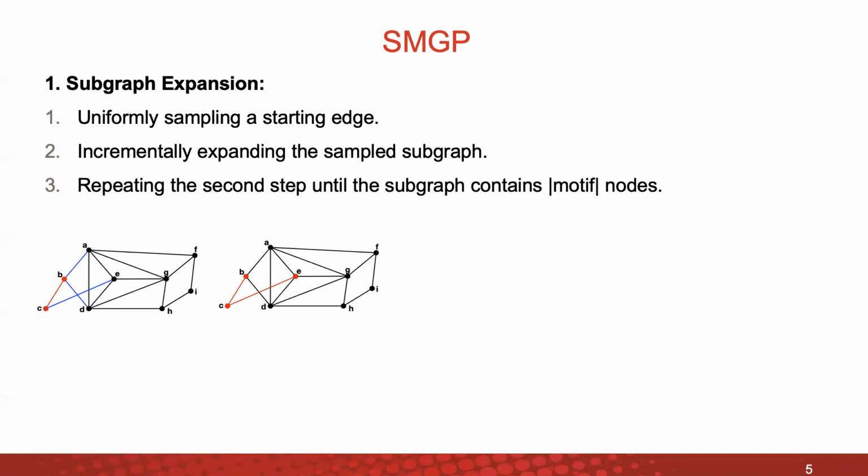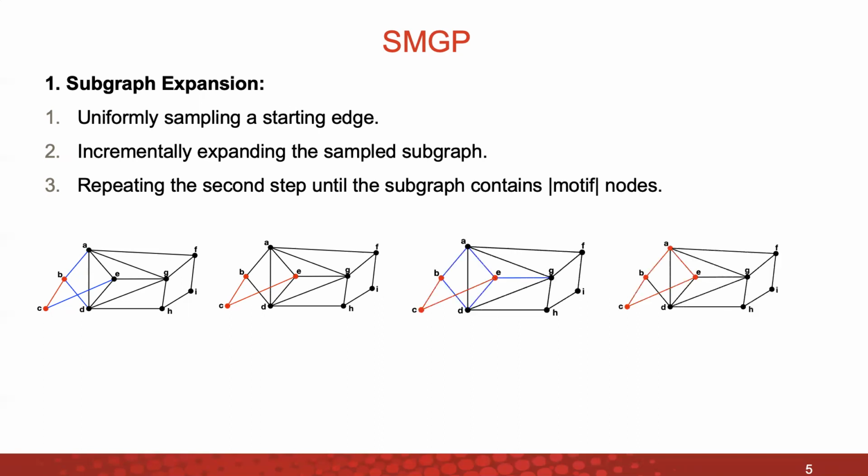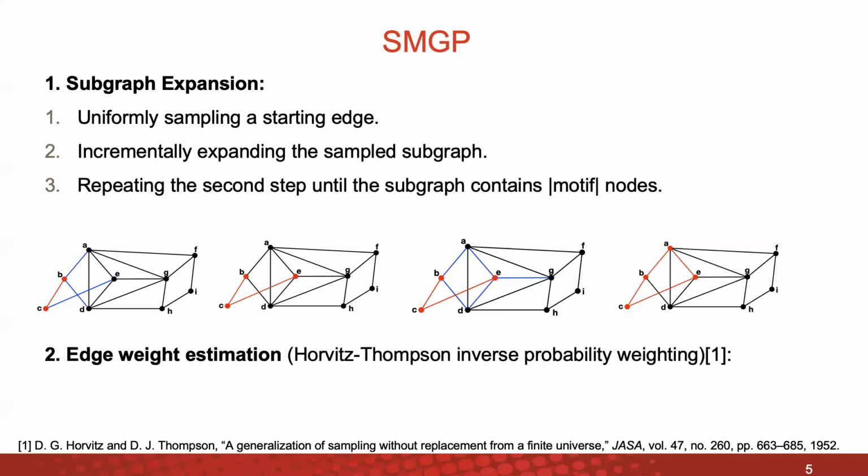As the result, the size of the sample graph colored by red is increased, and we repeat this process until the size of the sample graph is equal to the input motif. After the subgraph expansion process, we use the Horvitz-Thompson inverse probability weighting scheme to estimate the edge weight of the starting edges based on whether the sample graph is isomorphic to the current motif or not.